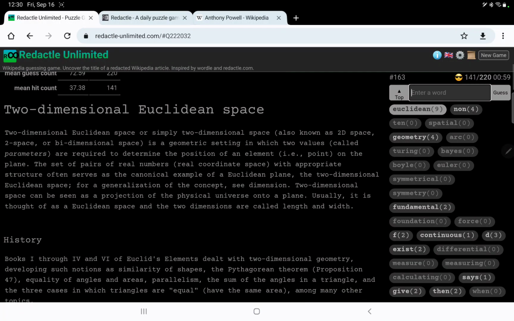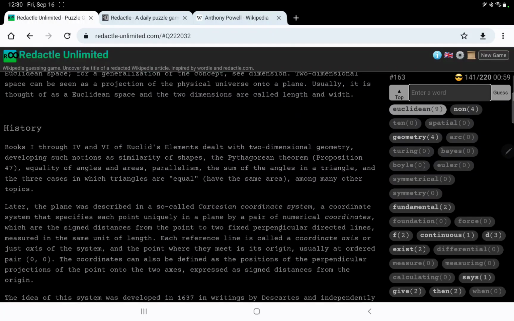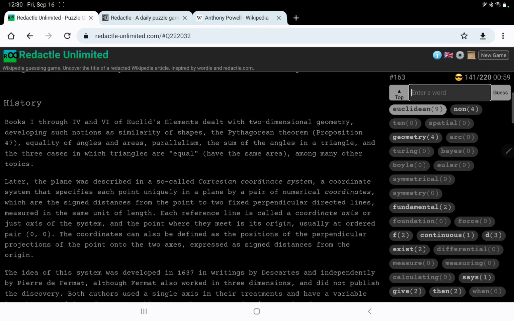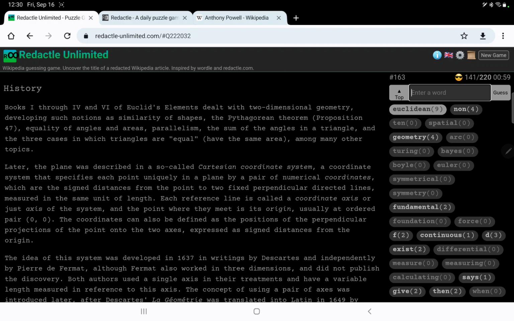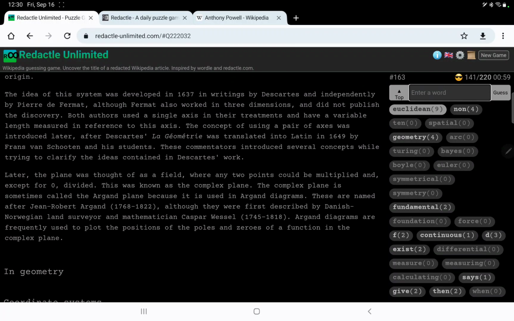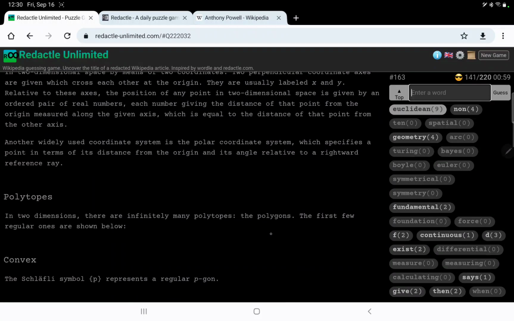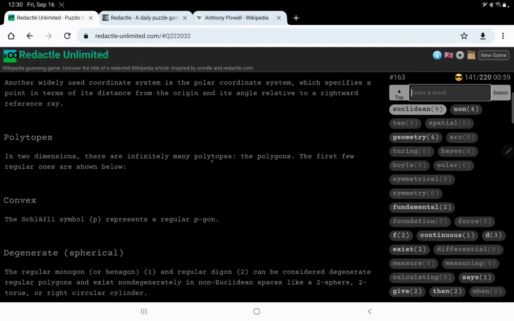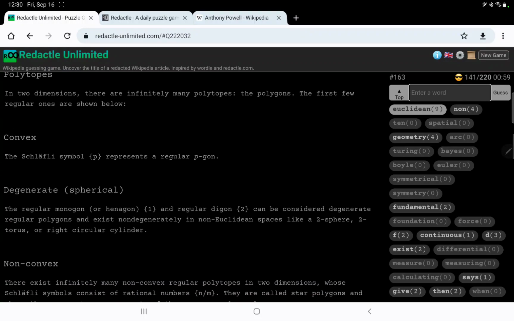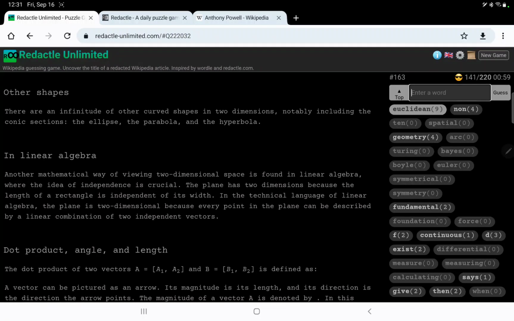Bidimensional was the other 2 character, which 2 values called parameters. There we go. Books 1 through 4 and 6. Oh, Pythagorean. Oh, and Cartesian. I knew about that. Oh, and there's good old Fermat. Um, yeah, so coordinate polytopes. Never heard of that word before. Convex, degenerate, non-convex. There we go. Oh, the hyperbola, the ellipse.